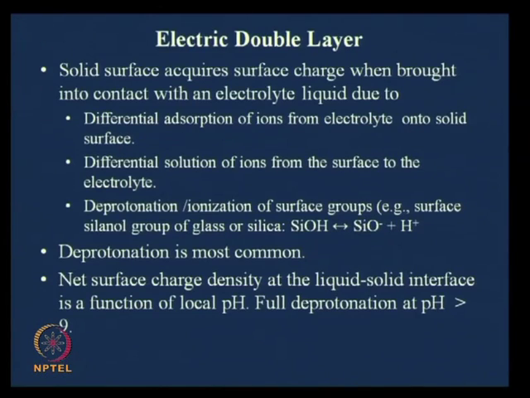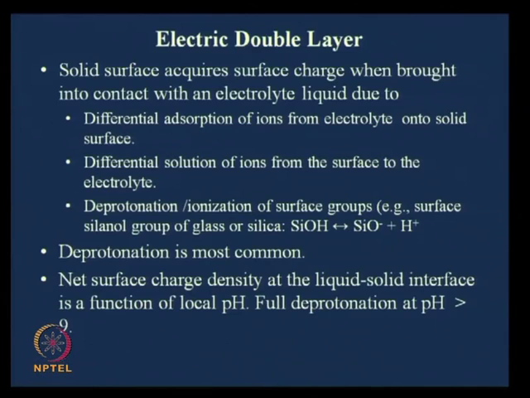One was differential adsorption of ions from the electrolyte onto the solid surface. The second is differential dissolution of ions from the surface into the electrolyte, and the third is deprotonation or ionization of surface groups such as the surface silanol group of glass or silica. So, what we have is SiOH on the surface that breaks down into SiO minus and H plus, and H plus goes to the solution, so there is a charge developing on the surface.